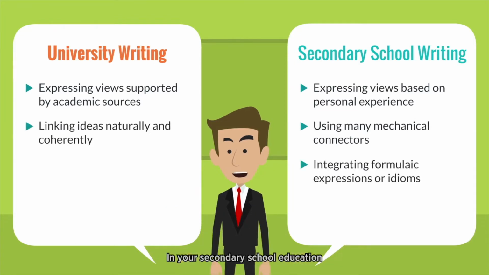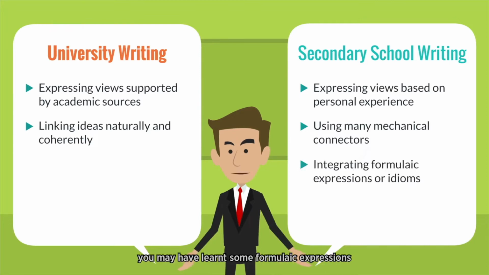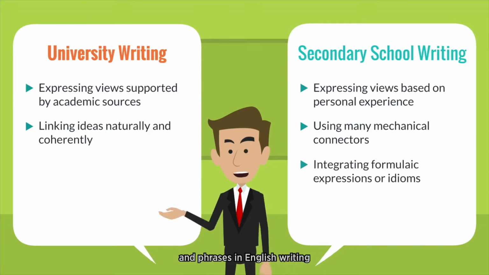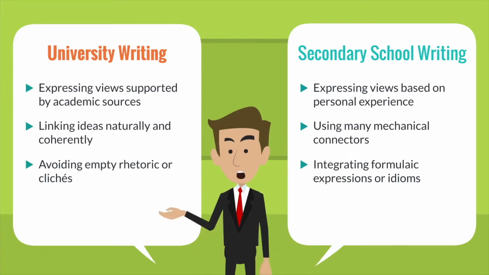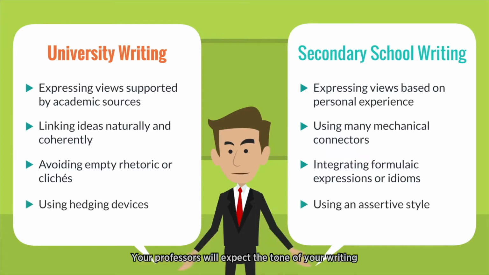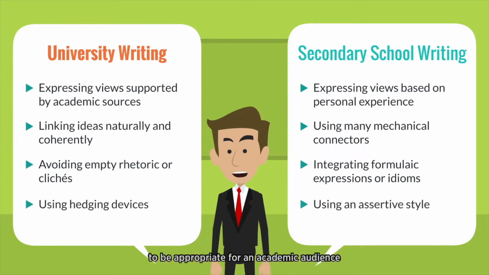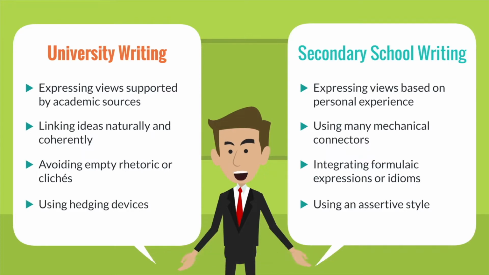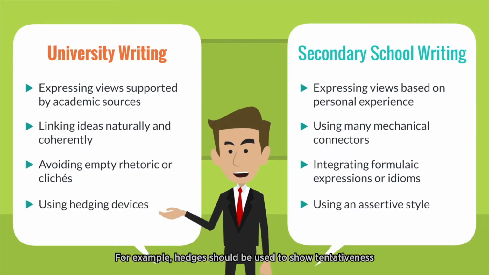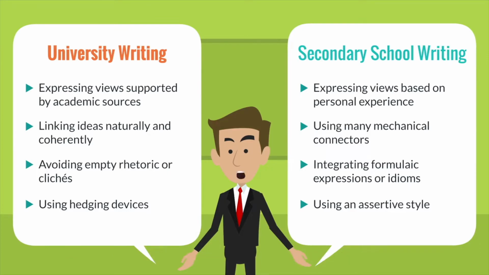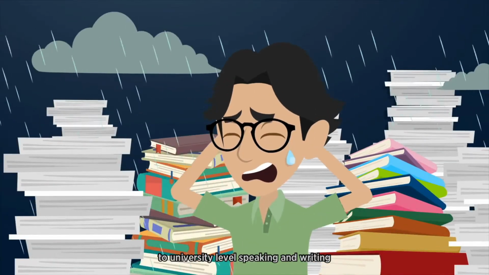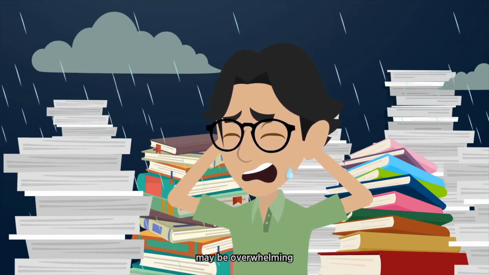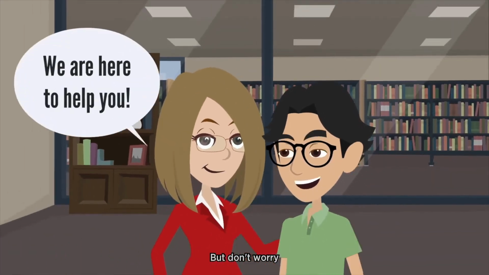In your secondary school education, you may have learnt some formulaic expressions and phrases in English writing. However, in university writing, you should avoid empty rhetoric or clichés. Your professors will expect the tone of your writing to be appropriate for an academic audience. For example, hedges should be used to show tentativeness. Making the transition from secondary to university level speaking and writing may be overwhelming, but don't worry, we're here to help you.